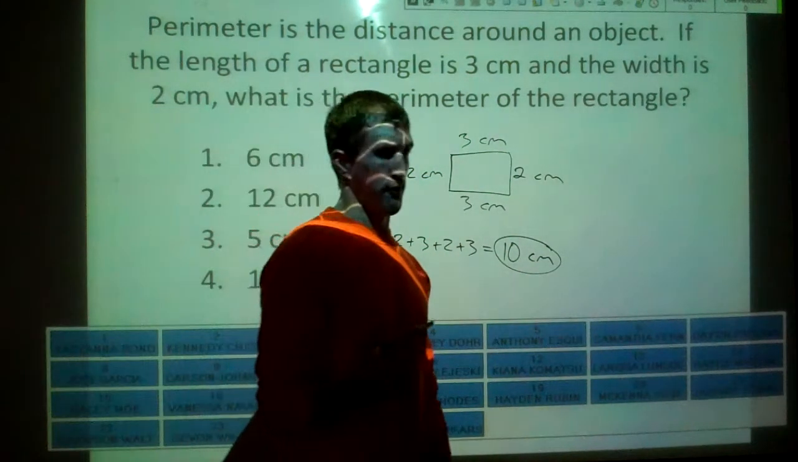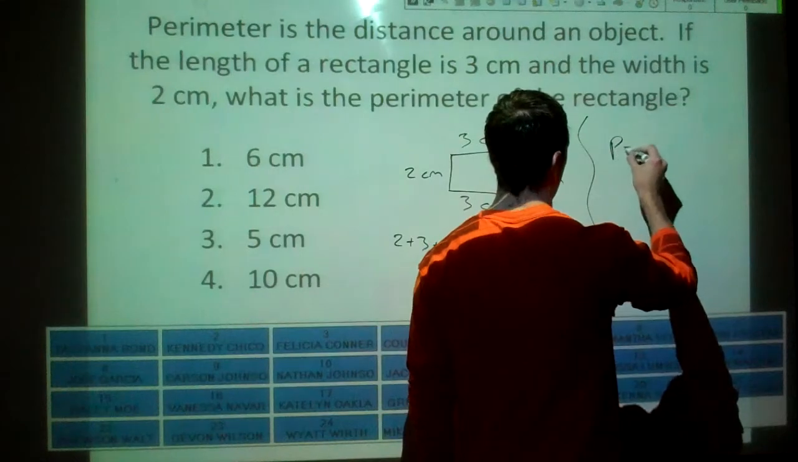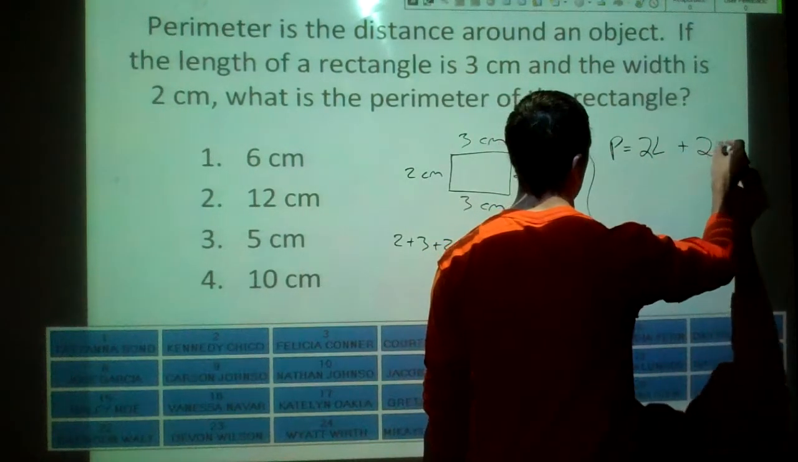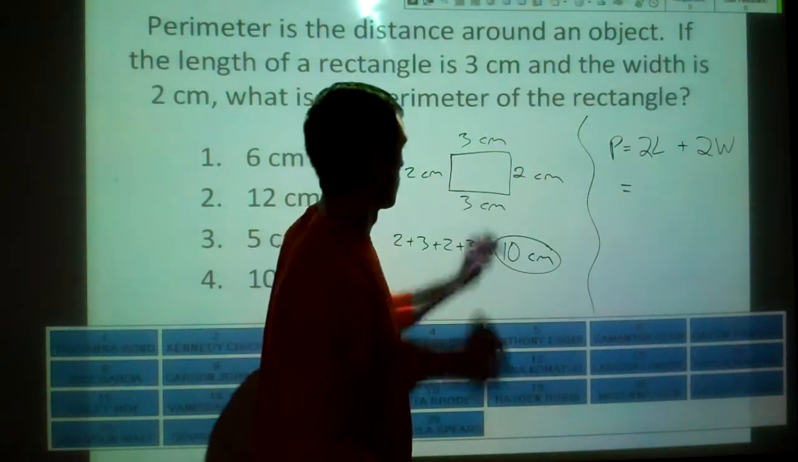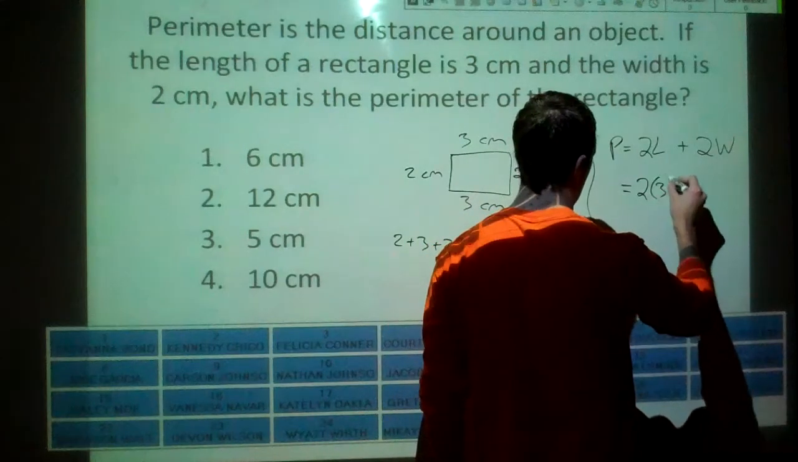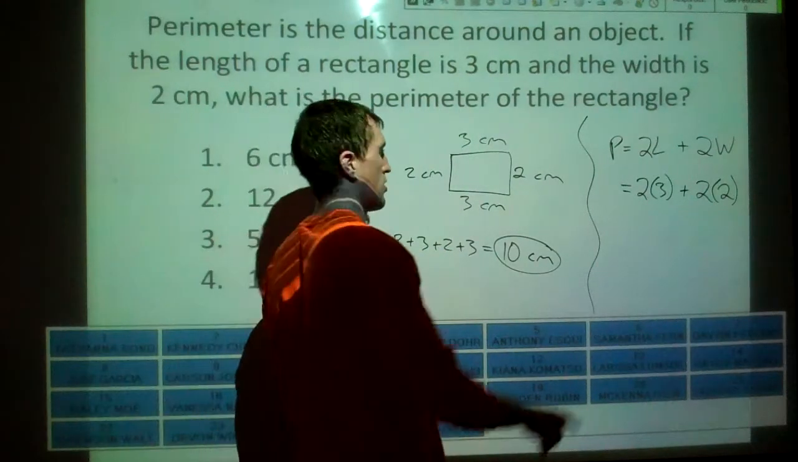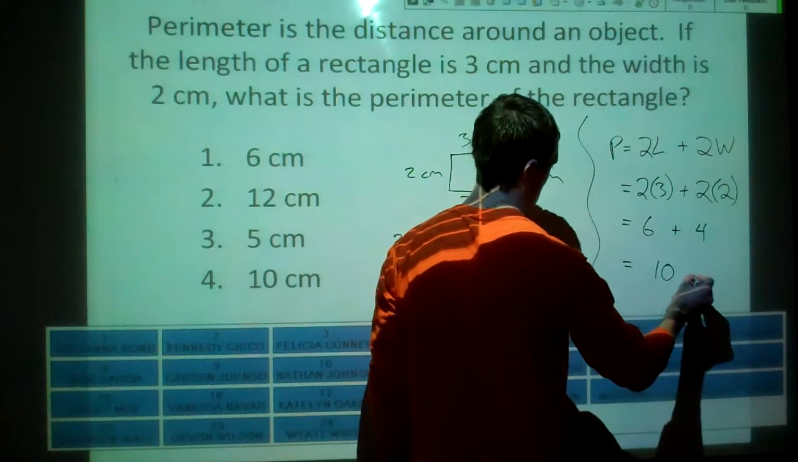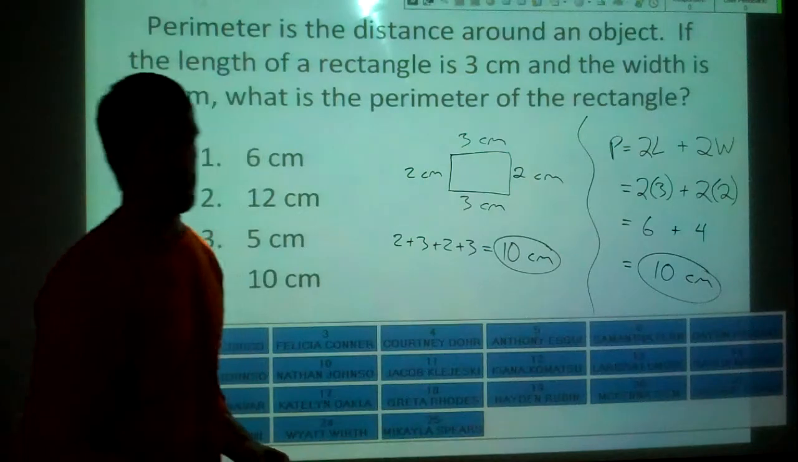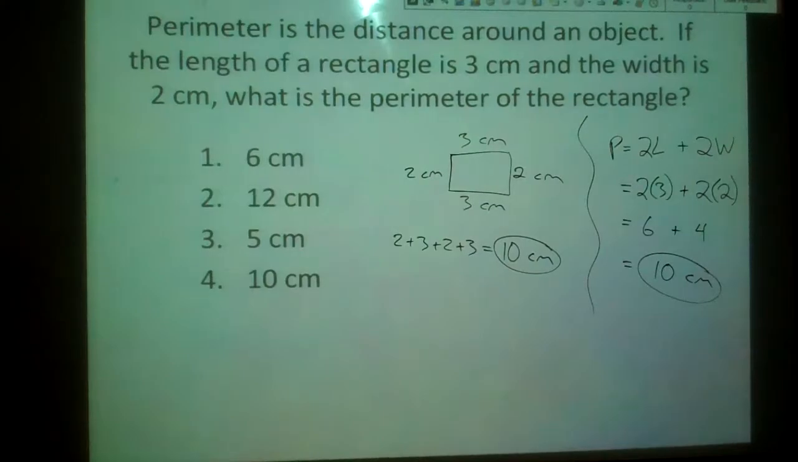For a rectangle, that formula I was talking about, and it's hanging up in my room, is perimeter equals 2 times the length plus 2 times the width. So we would take 2 times whatever our length is, which is 3, 2 times 3, plus 2 times 2, since our width was 2 centimeters. So we do 2 times 3 is 6, 2 times 2 is 4, and we still happen to get 10 centimeters. And that's what we should have gotten here. 10 centimeters right there.